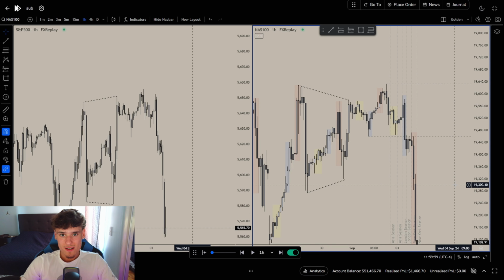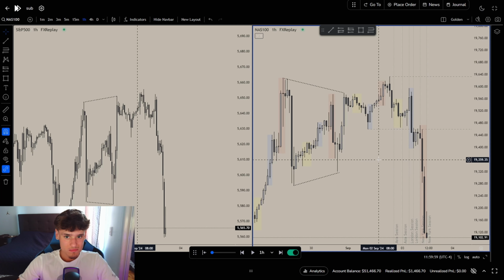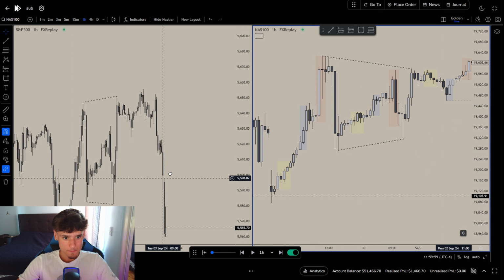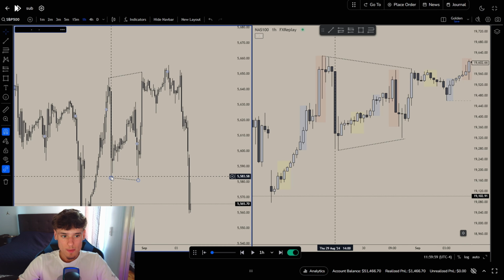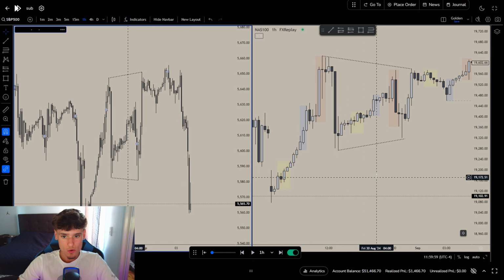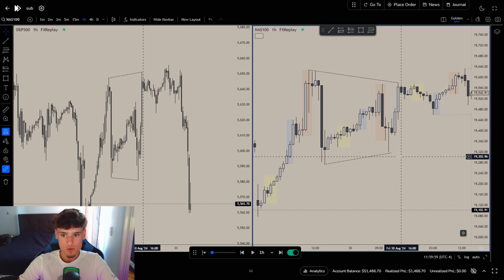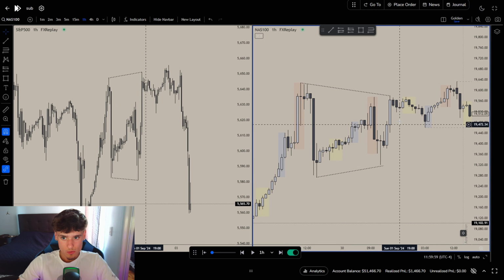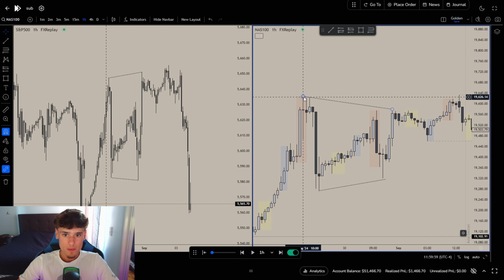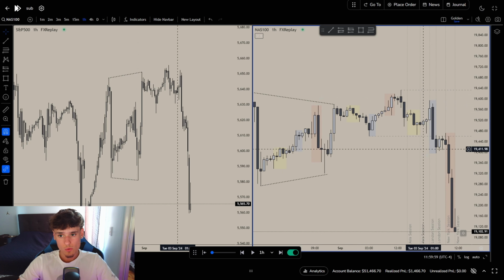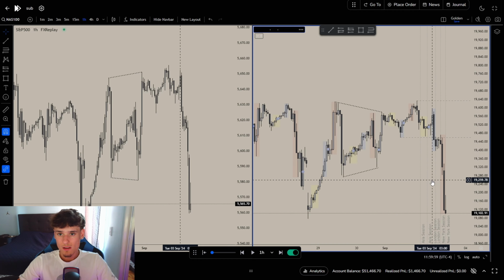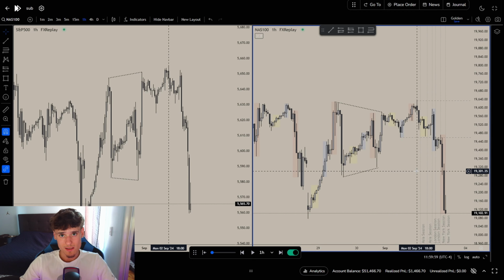So that is simply what an SMT actually is. It's really not difficult. So again, I'll explain it. Right here, we're making a high on one and a low on the other. We get bought up. What do we do here? On ES, S&P, we make a low to a high. We get sold off. So that is what an SMT is.